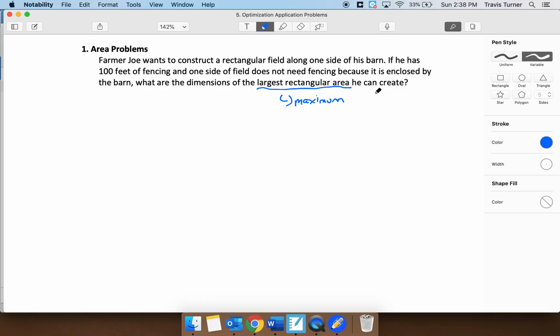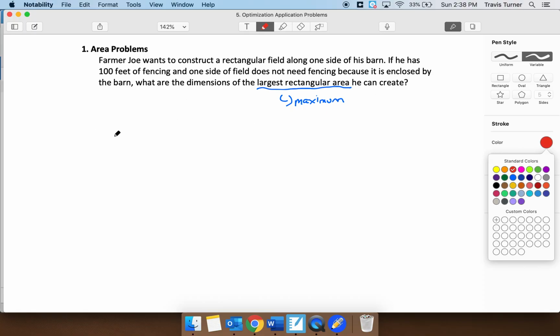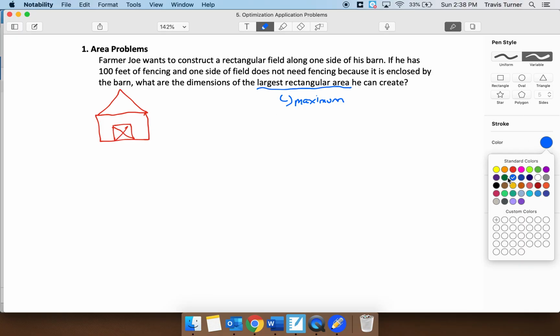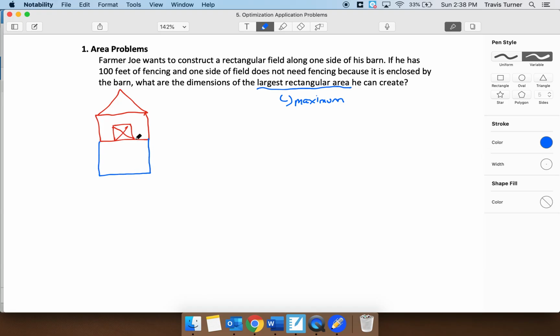So if I just do a little sketch of this, let's imagine this barn. And you'll laugh at my drawing. Maybe it looks like a clown tent, I don't know. Here's my barn. What they're saying is I've got a field that's coming off one side of it. And so I don't need fencing for this side because it's enclosed by the barn. So if it's rectangular, it means that this side and this side are the same, and this one's going to be different. So I'm going to call this X, let's say, and this one side Y.